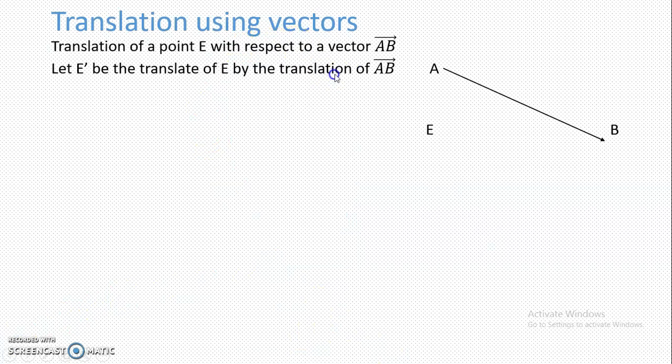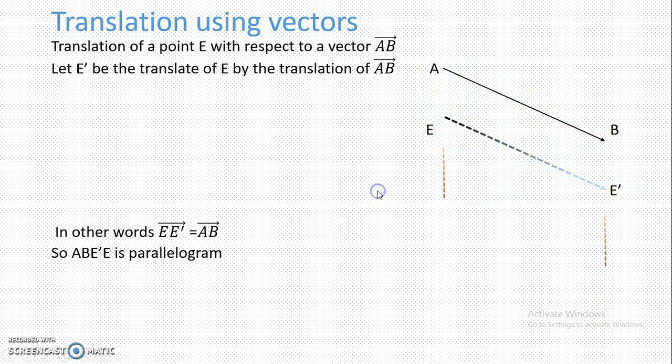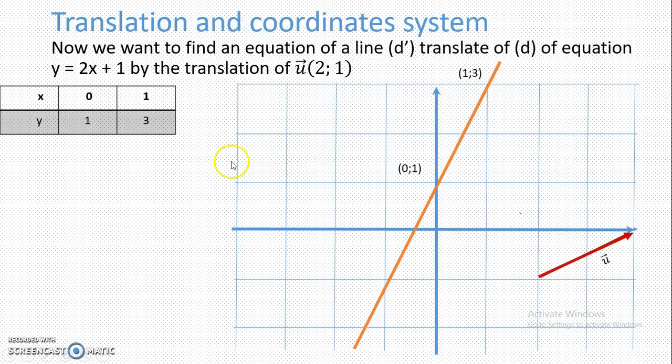Translation using vectors. Okay, we want to find the translate of point E with respect to a vector AB. We have vector AB and we have point E. What we're going to do is draw from E a vector equal to AB, and this point will be E prime, the translate of E with respect to the vector AB. Then vector AB and vector EE prime are equal, so ABE'E is a parallelogram.